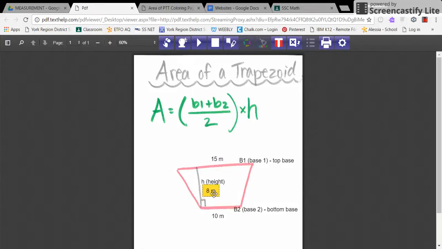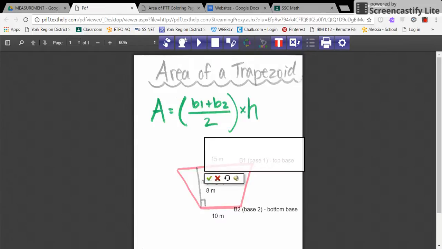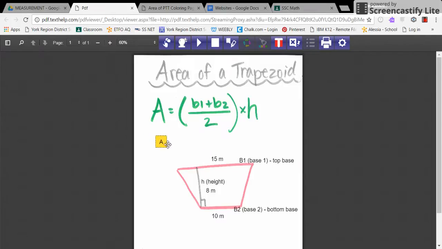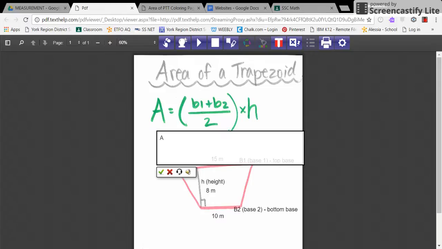So now we have to plunk these into our formula. Okay, so we're going to start over here. Oh, let me move this box. I'm going to start with an A and then I'll move the box. So it should be right under your formula. This is why you left space. So our area is going to equal, now it says B1 plus B2. We have to go back and look what our B1 measurement is. Our B1 or our top base was 15 meters. So we're going to do 15 meters and then we're going to add that to our bottom base, which was 10 meters. And then we're going to divide this total by 2. And then we're going to multiply it by H, and our H, or our height in this case, is 8.